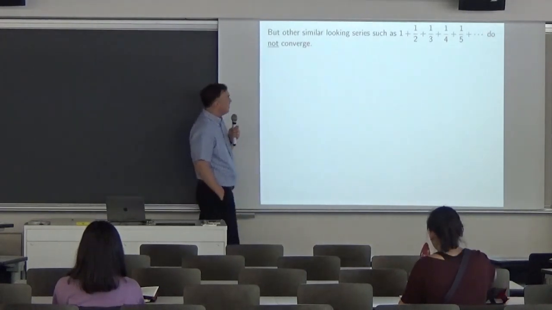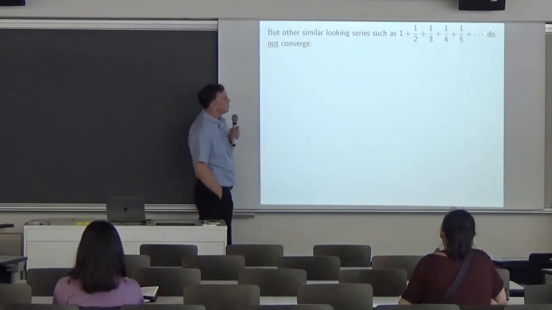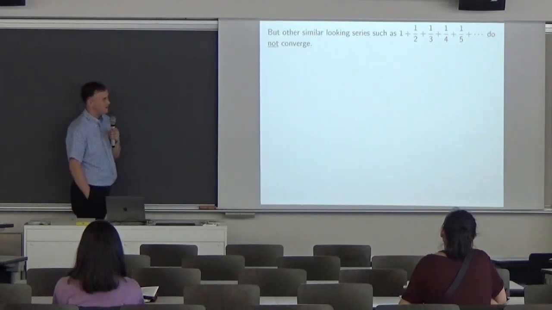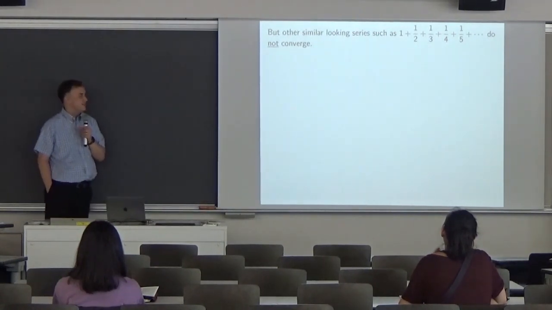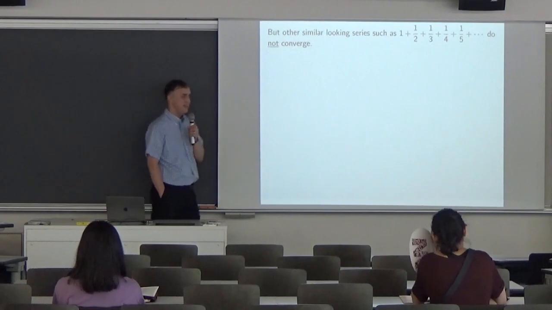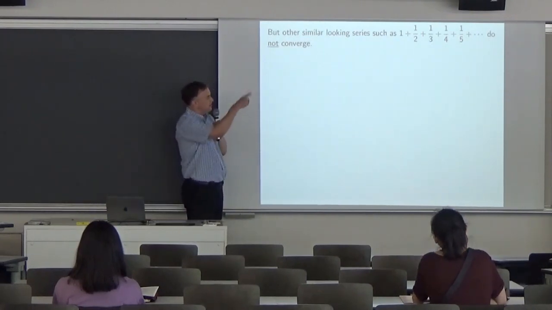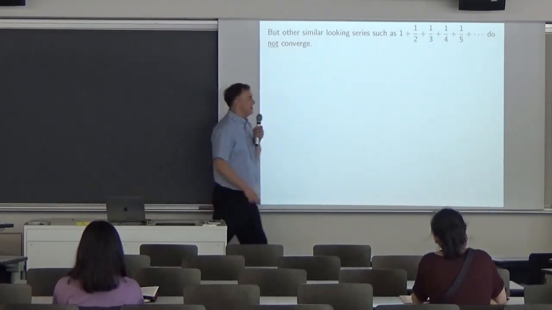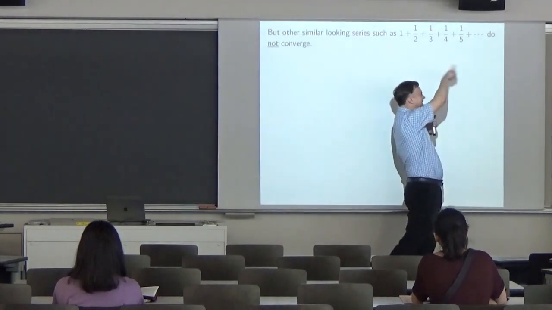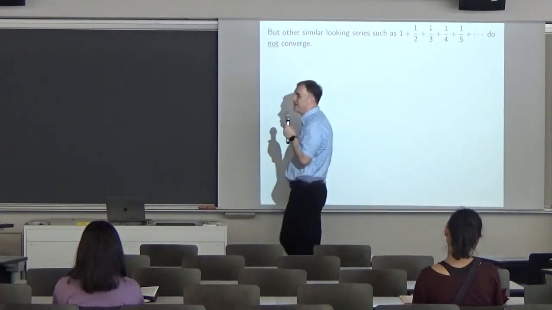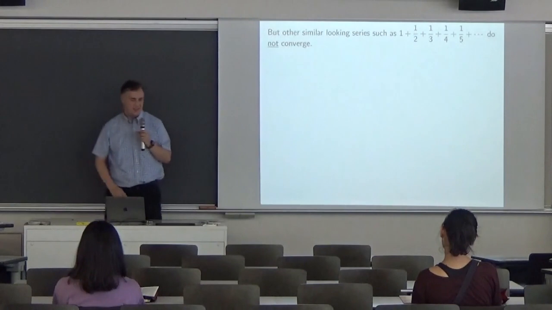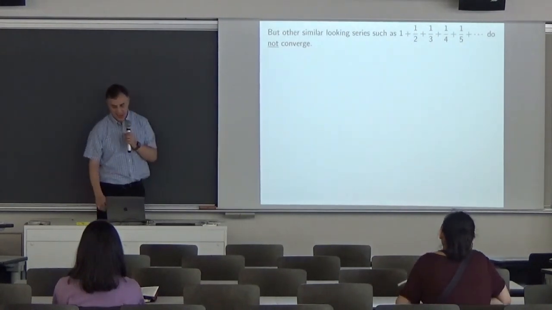At the same time, other series, such as this one, 1 plus a half plus a third plus a quarter plus a fifth, do not converge. This is something which is known as the harmonic series. And there are many others of positives that do not converge. But in this case here, the terms are actually getting smaller, but they don't get smaller quick enough to get convergence. And so we have to analyze this in detail in a calculus class.